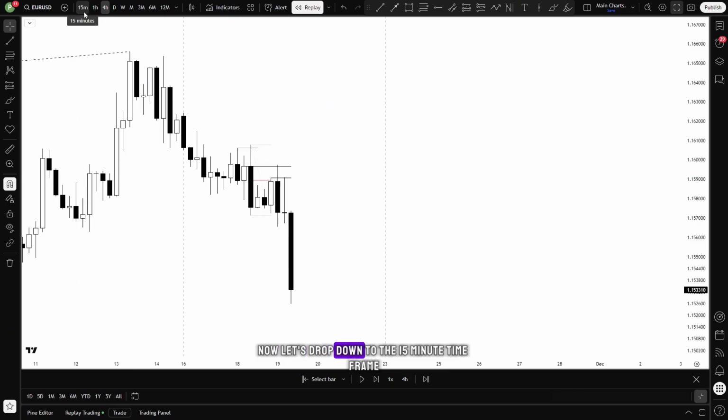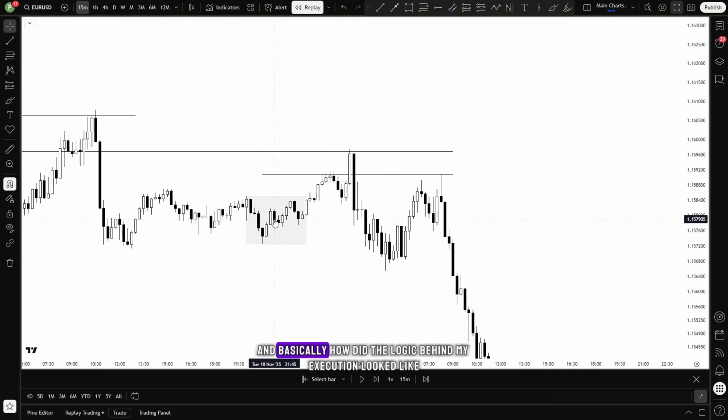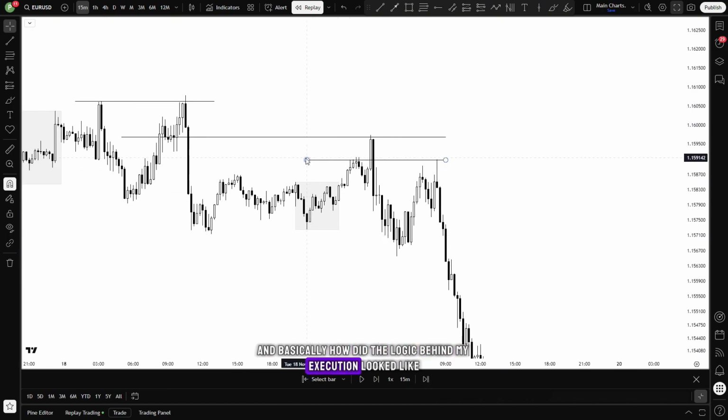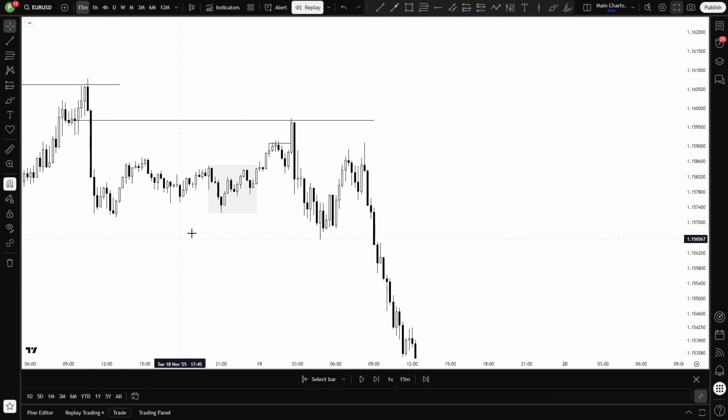Now let's drop down to the 15-minute time frame and let me show you how I confirmed my entry there, and basically what the logic behind my execution looked like. Right here, if we look at this price action, this is the candle range high. We initially purged it during the 1 a.m. hour before the London open session, and after that we also formed an order block there.